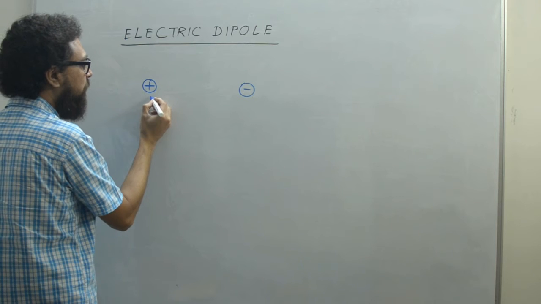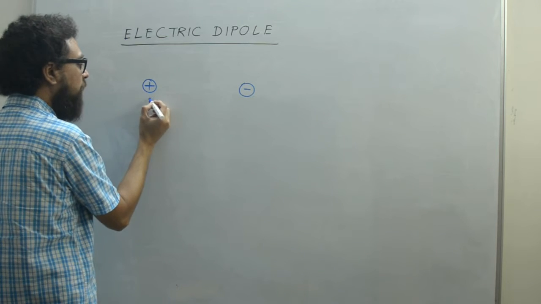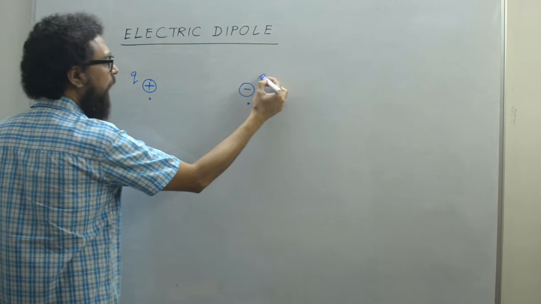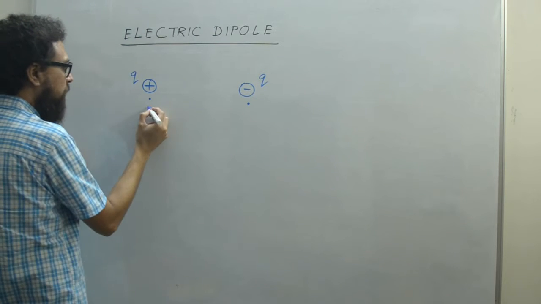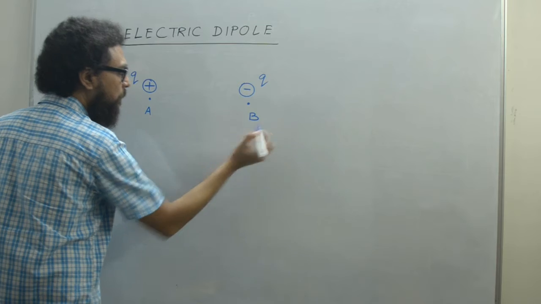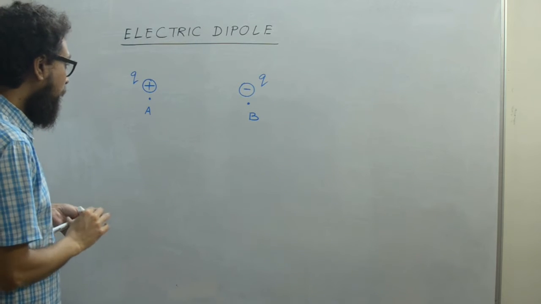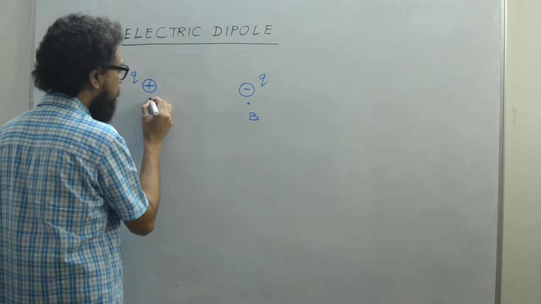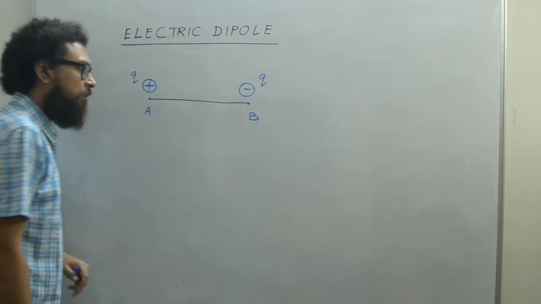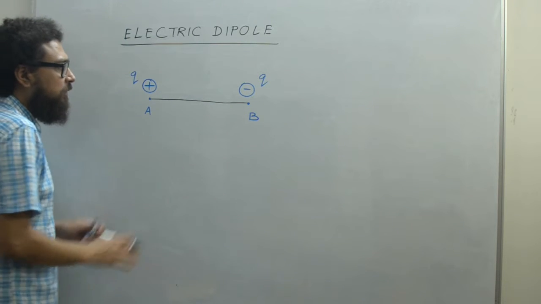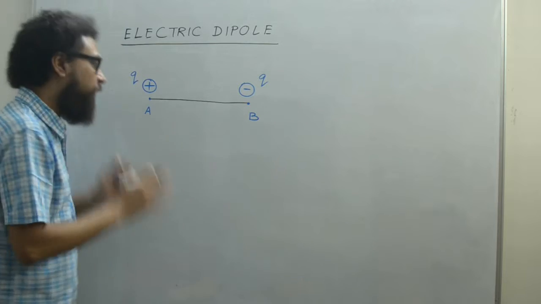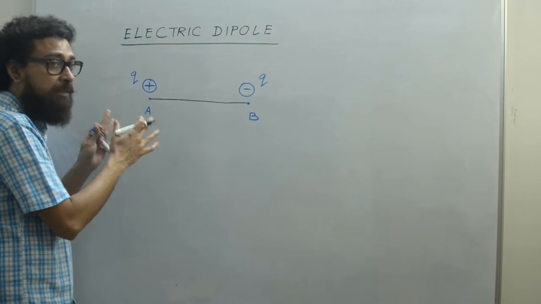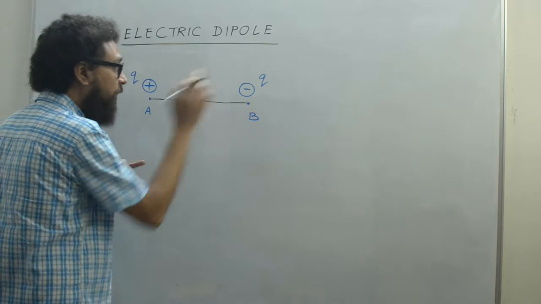Suppose these are two points where we have plus q and minus q, A and B. So this arrangement is called a dipole. We should have an axis of it. This is the axis of the dipole. So a dipole is a pair of charges having the same magnitude but opposite polarities.